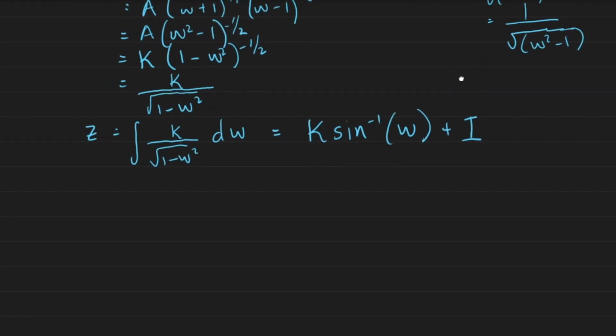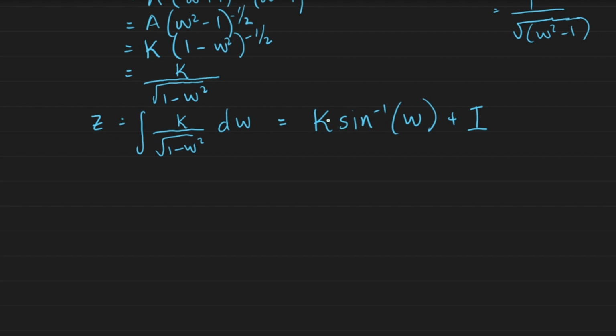So anyway, we have an expression for z. z is equal to k arcsine w plus i. And what we're now going to do is solve for w. So w is equal to sine of (z minus i) divided by k. So we have to solve for these constants i and k. And to do that, we use these 2 points. Okay, we use B and we use C.